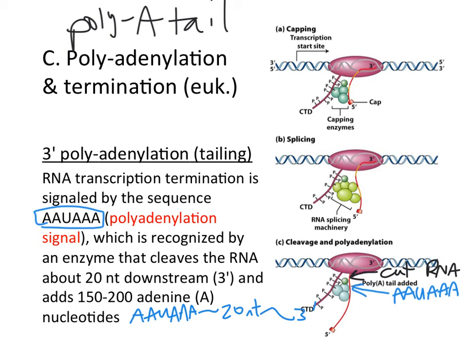Then another one of these proteins does something to modify the 3' end of this transcript. That's the poly-A tail. There's an enzyme called poly-A polymerase, and its job is to add poly, lots of A's, to the end of the transcript.